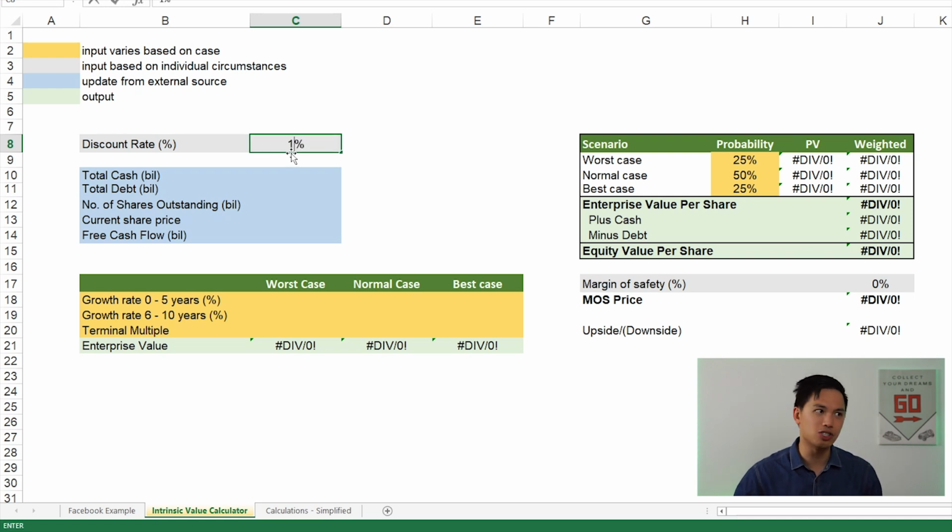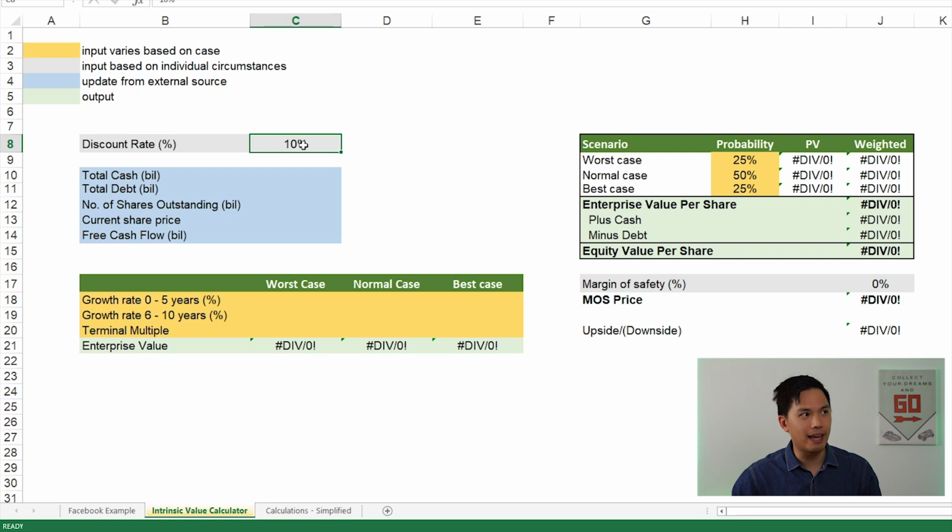So personally, I usually enter 10%, because I do want to outperform the market, and we know that the market usually returns 6 to 8% over the long term. So I want to outperform the market, so I put 10%. If you are using a particular rate for one company, just make sure that you're using the same rate across different companies that you analyze so that you're comparing apples to apples on a discount rate basis.